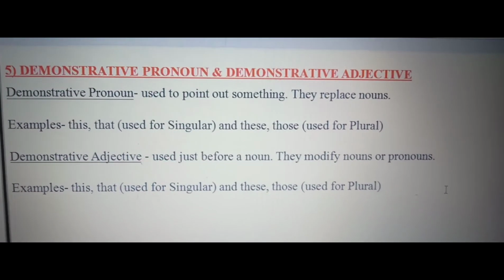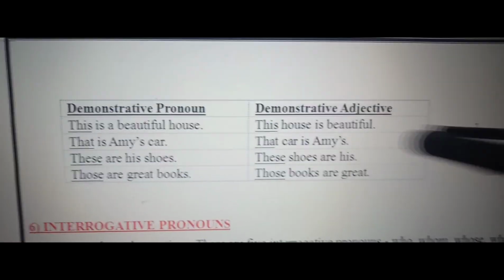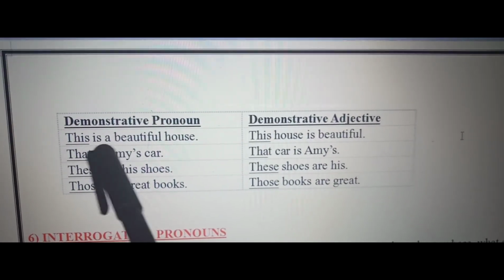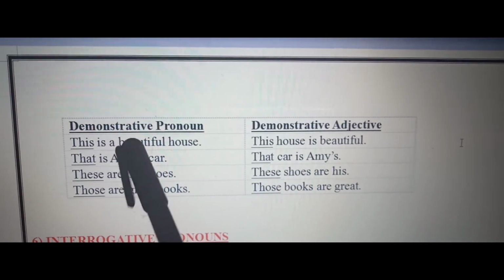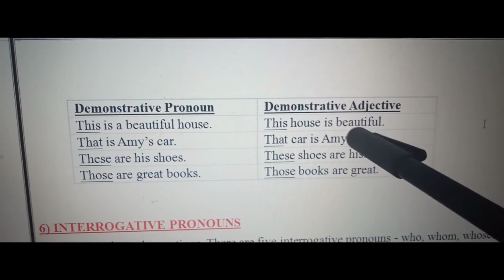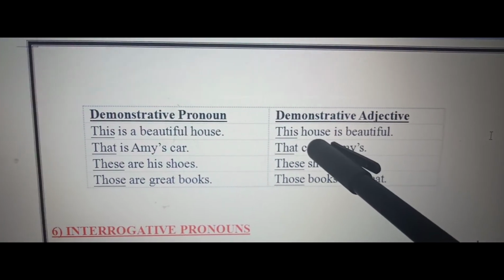Now let's have a look at the examples to make it clearer. This is a beautiful house. Here this is a demonstrative pronoun, because we are using it in place of a noun. Now, this house is beautiful. Here, in the demonstrative adjective this, you can see that the noun is placed next to the adjective this.